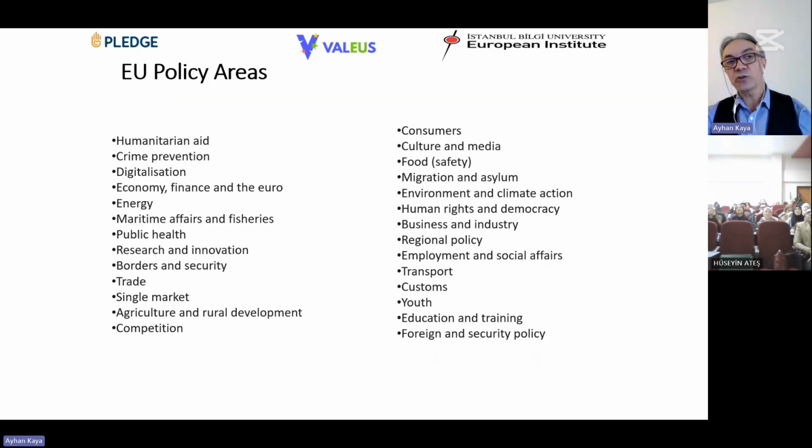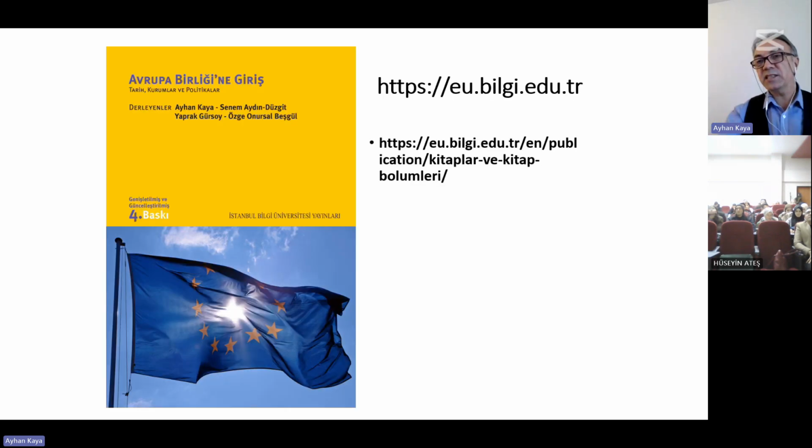And EU also has certain policies. I have here put, I think, all the policy areas: humanitarian aid, crime prevention, digitalization, economy, competition, agriculture, consumers, culture, media, migration and asylum, environment and climate action, customs, youth, education, and foreign and security policy. So this is what I have for you guys.